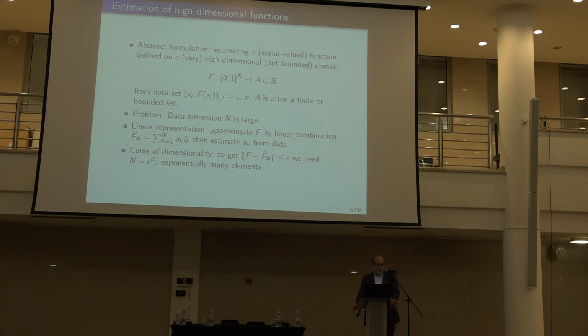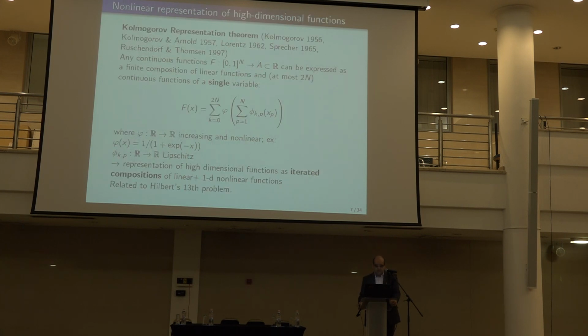A typical, classical approach is to represent this f by a linear combination of some basis functions and then do a linear regression on data. And the problem is, if you're in high dimensions, first of all, you need to know very well what the functions should be, otherwise you're going to have a problem choosing the basis. And then you have the curse of dimensionality, which means that to get a given accuracy, you need a number of functions which is typically exponential in the dimension.